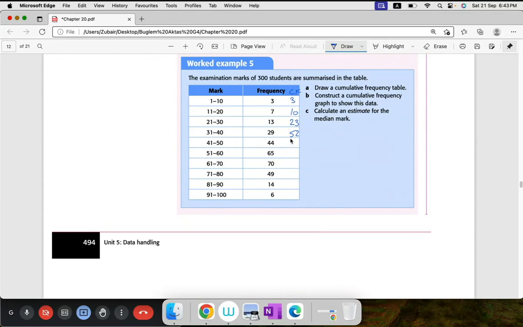Plus 44, plus 65, plus 70, plus 49, plus 14, plus 6. There were 300 students.